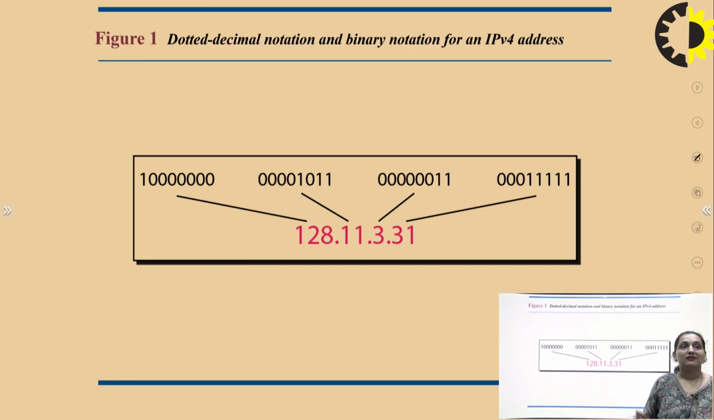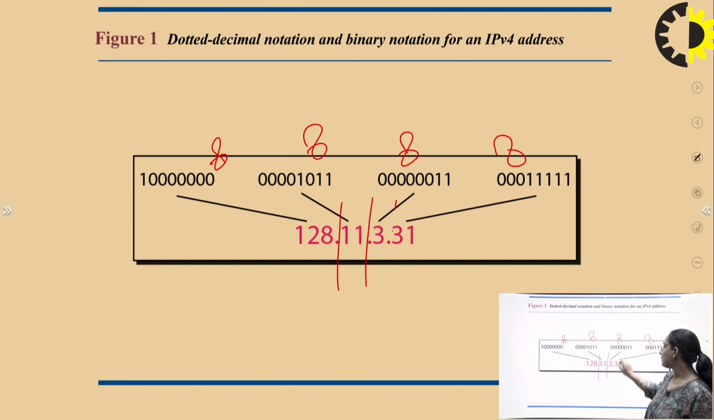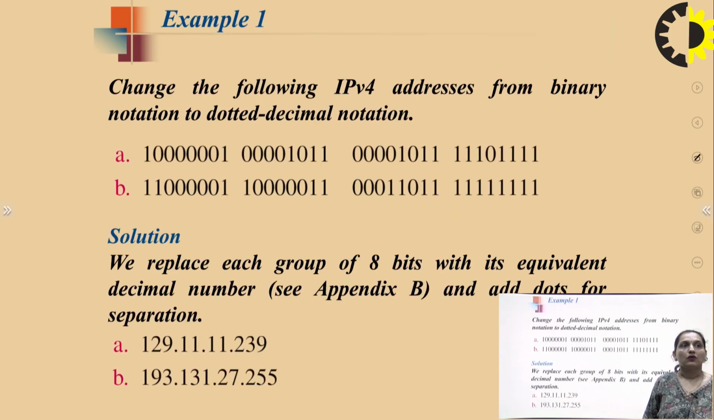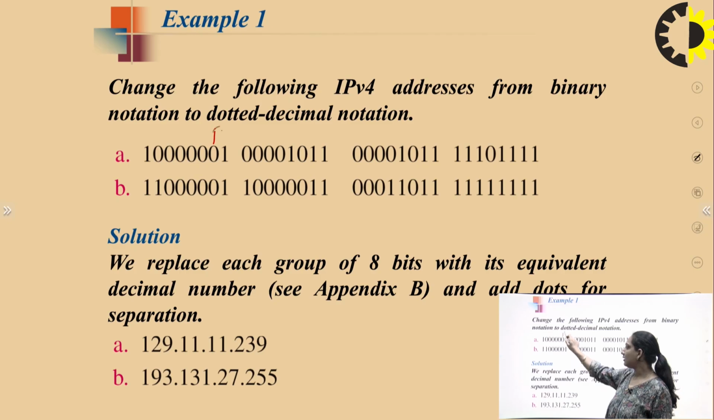So we have to divide it: this is 8-bit, 8-bit, 8-bit, and 8-bit. All of these are separated by 3 dots, 1, 2, and 3 dots, giving a dotted form. This is the binary representation, and this is the decimal representation. So we change the IP address from binary to decimal.